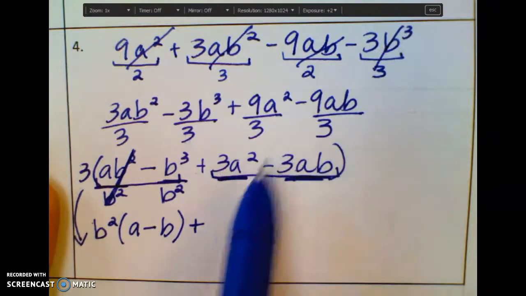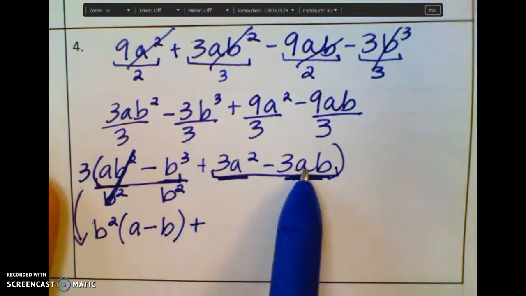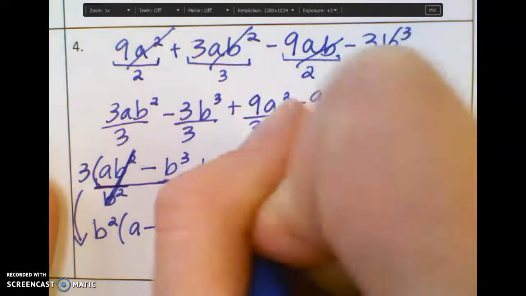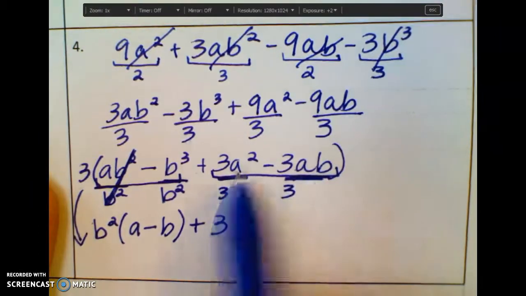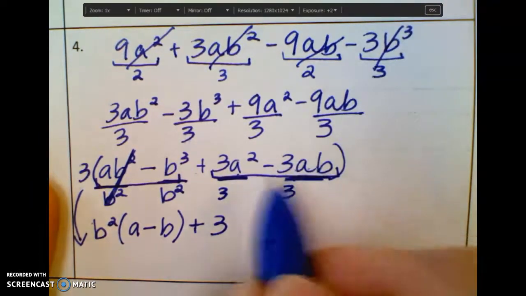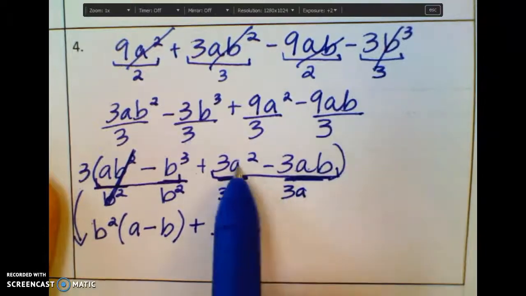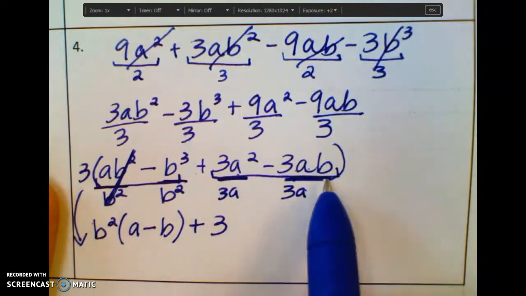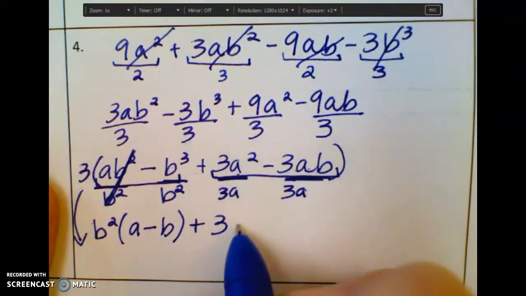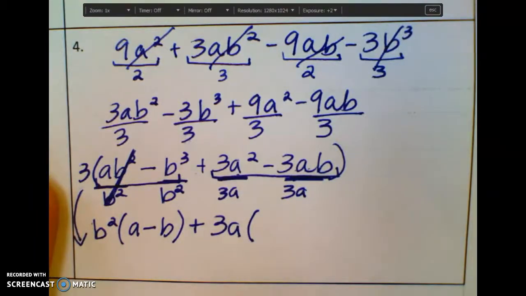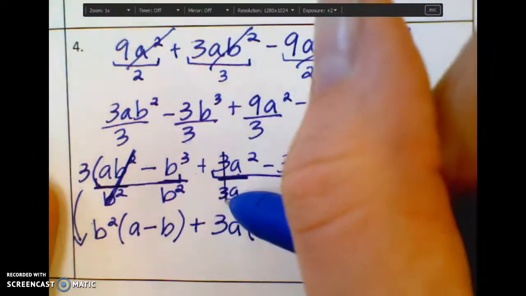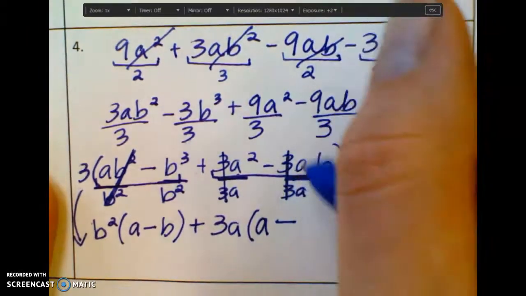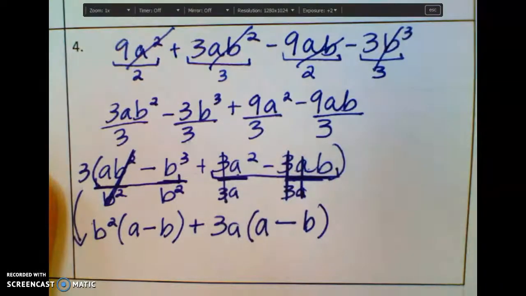Now looking at this second group, what can I take out of both of these terms? Well, 3a squared and negative 3ab, they both are divisible by 3. And then a squared and a, I can take out an a from both. Remember, we look at the variables. If they both have them, we take the smallest exponent, a. Can I take b's out of these? No, this term does not have a b. So 3a is our GCF of that part. Well, the 3's cancel. a squared over a gives me a, minus 3's cancel, a's cancel, left with b.